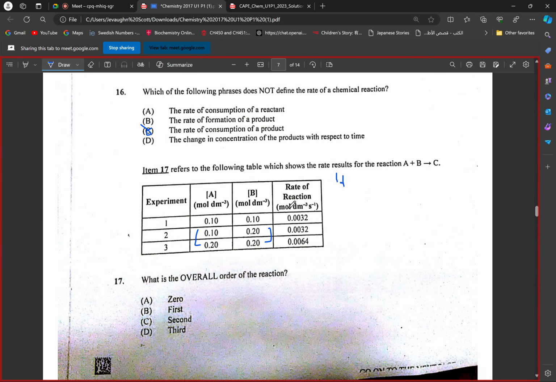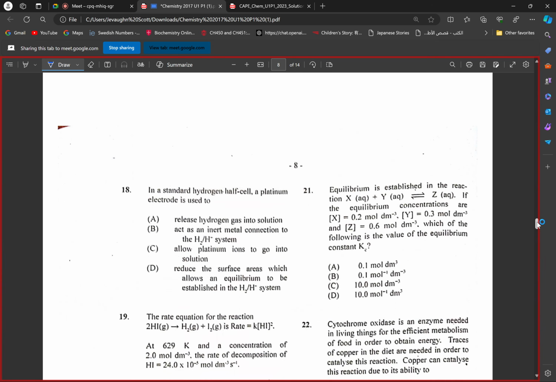And then for B now, is it first order, second order, zero order? If B changes, the rate remains constant. What is that? Zero order. The answer is B, first order for A and zero order for B.